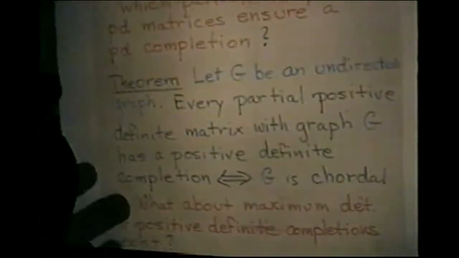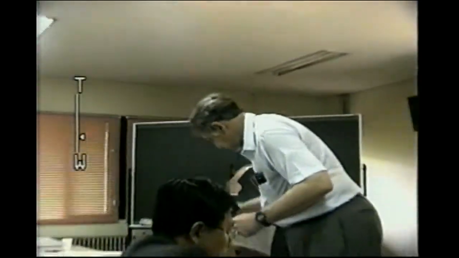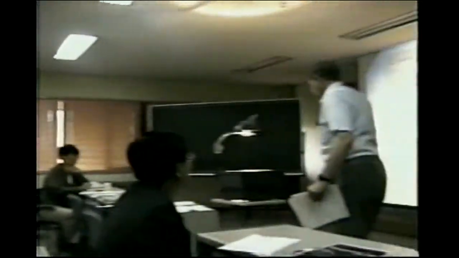Okay. So if you think back to the example that we had before, let's see, let me pull it out here. And if I can find it. This example. The graph in this case is simply a four-cycle, and that's not chordal, and that was, in some sense, the source of the problem.